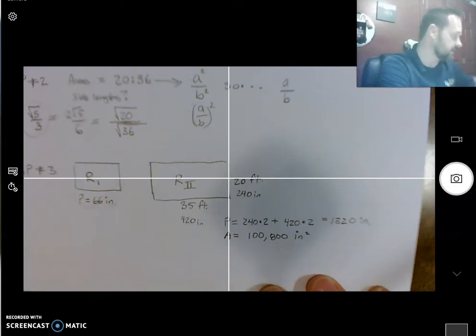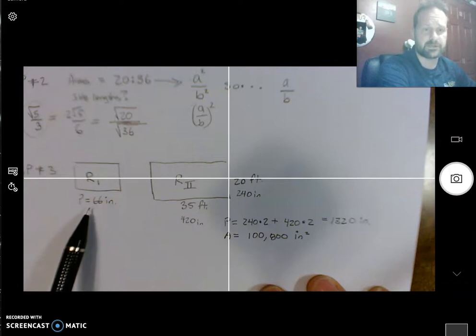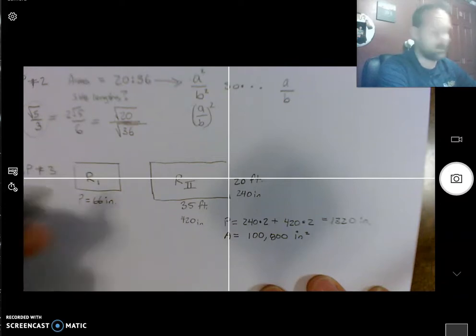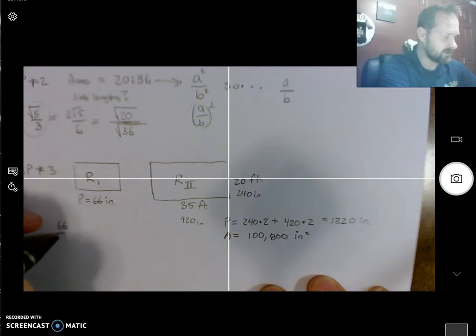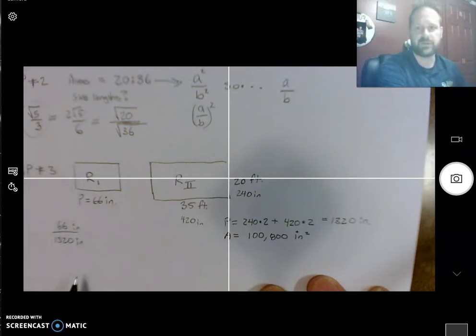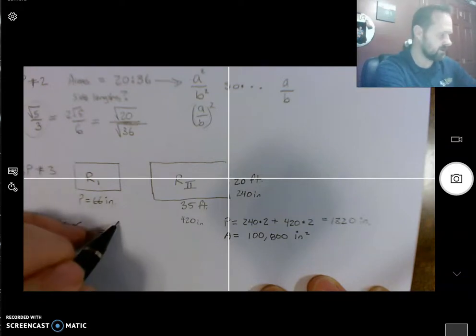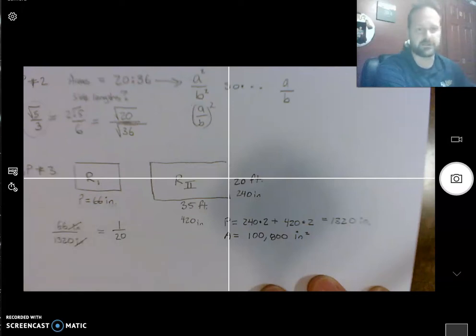Okay, so the question asks what is the ratio of the side lengths, and they also ask what is the ratio of the areas. Well, for the ratio of the side lengths, I can take perimeter divided by perimeter, so I've got 66 divided by 1,320. I paused, because with the ratio we want the units to cancel, we want them to become 1. And so now the ratio is 1 to 20 for the side lengths. So this is side lengths.